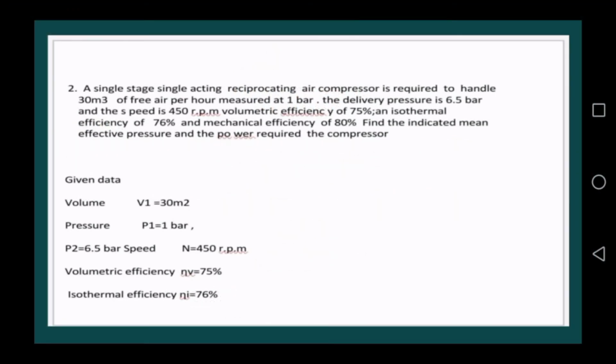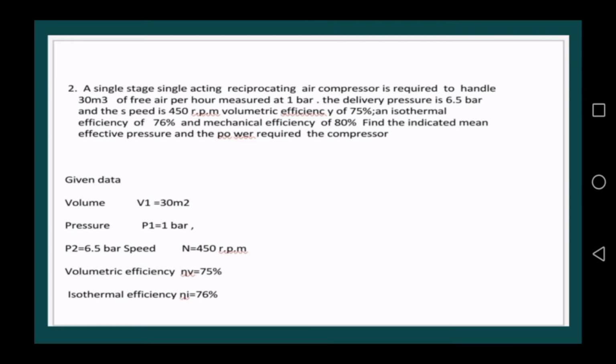Problem solving number 2. A single stage single acting reciprocating air compressor is required to handle 30 cubic meter of free air per hour measured at 1 bar. The delivery pressure is 6.5 bar and the speed is 450 RPM. Volumetric efficiency of 75%, isothermal efficiency of 76%, and mechanical efficiency of 80%. Find the indicated mean effective pressure and power required to drive the compressor.